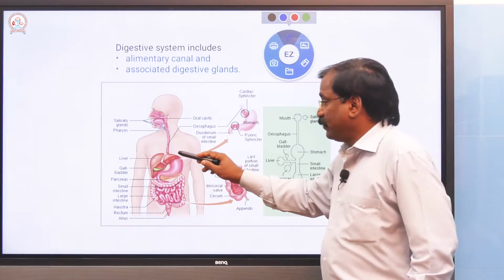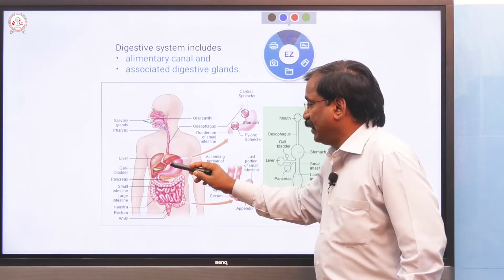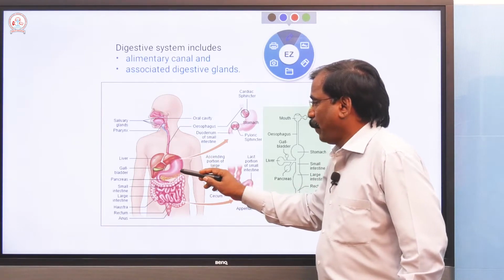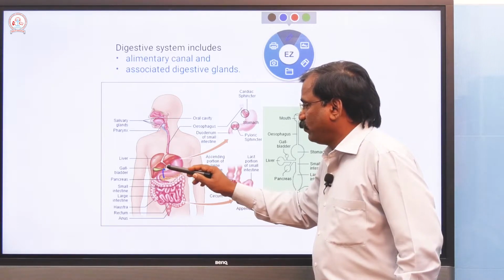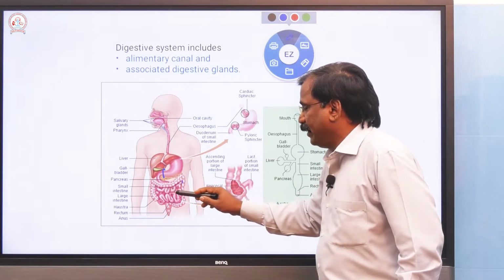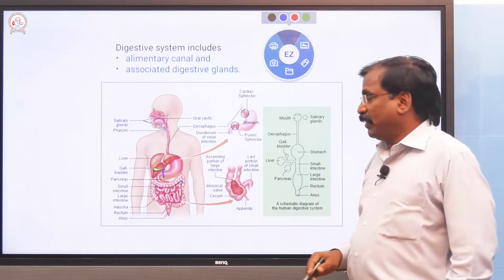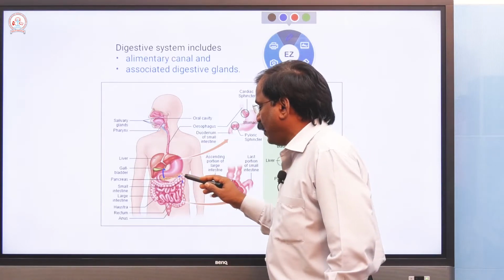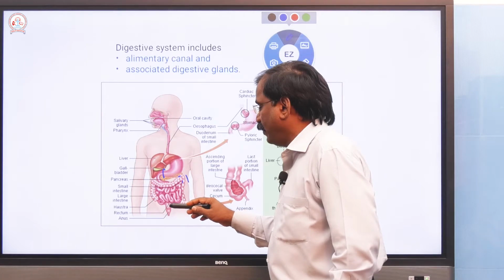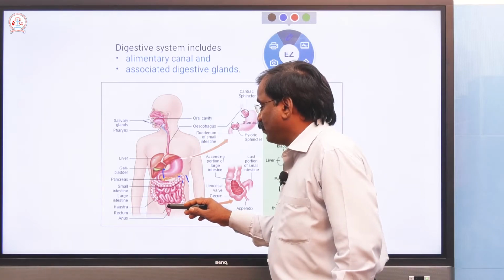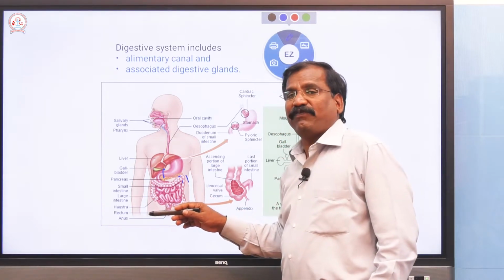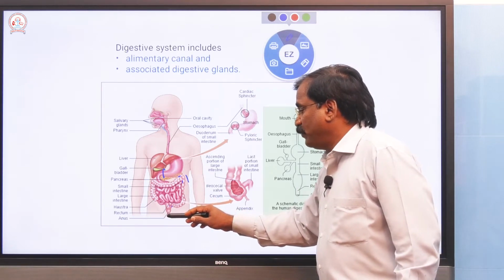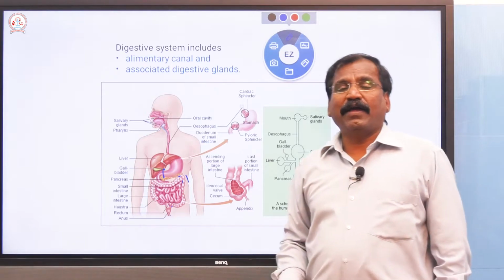The stomach is the next region in the gastrointestinal tract, a sac-like structure. Next to the stomach is the small intestine. Then after the small intestine is the large intestine, and the large intestine reaches the rectum, where the fecal matter is stored temporarily. The rectum opens to the exterior through the anus.